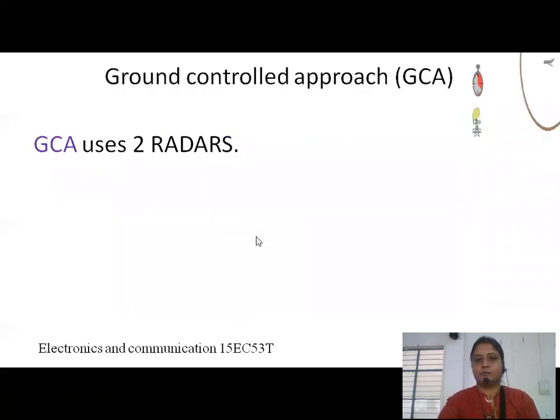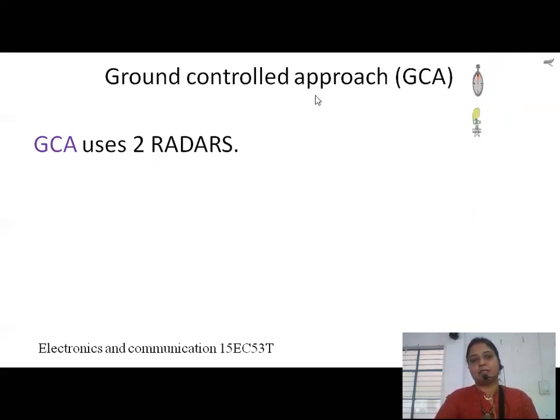Okay, now let us move on to the next one, the ground controlled approach. In the case of the instrument landing system, all the information is given by the instruments only, that is the localizer and the glide slope oscillator generating the signal, and the marker beacons. Depending on those received signals and frequencies, the pilots will take the decision.